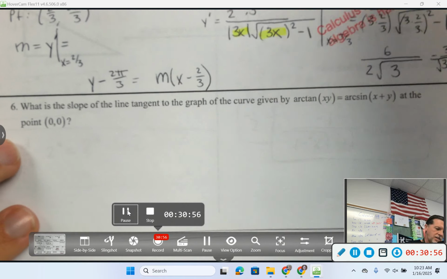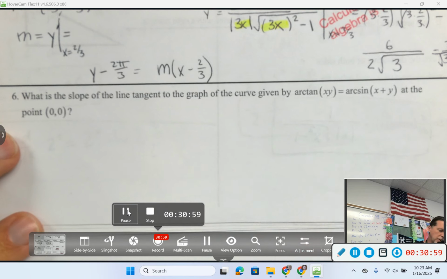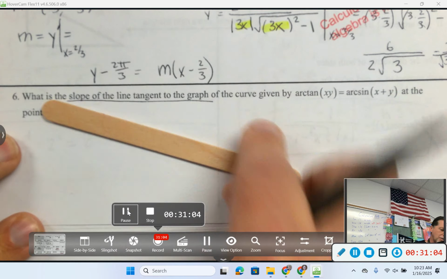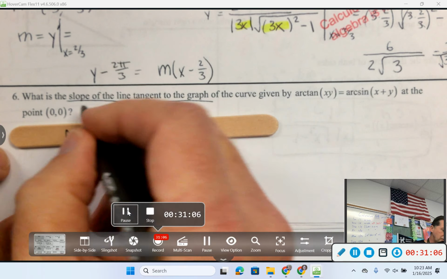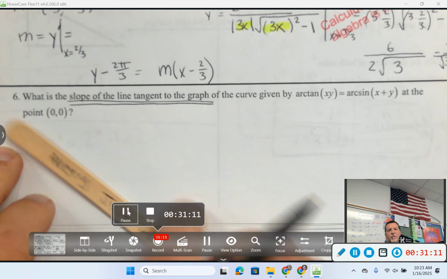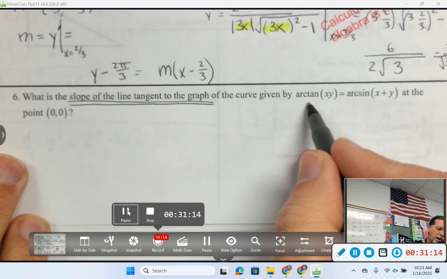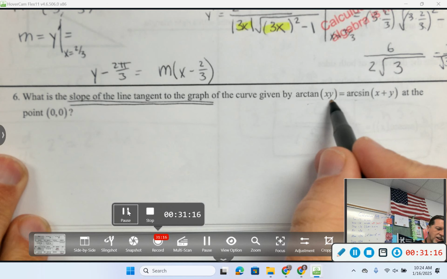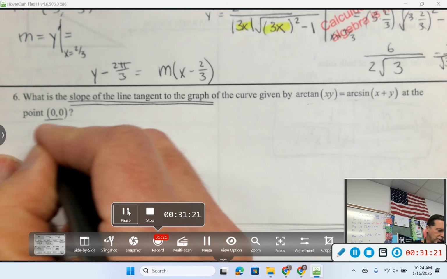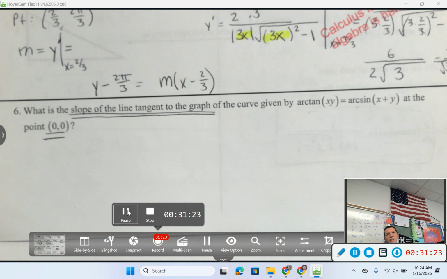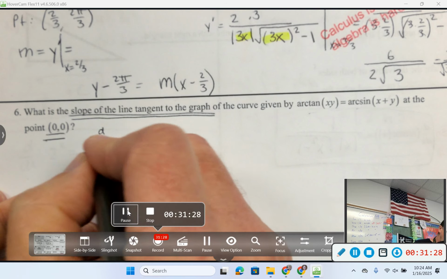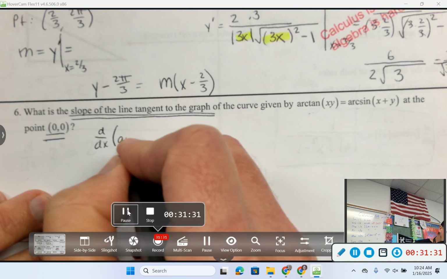Number 6. What is the slope of the line tangent to the graph? So that's fancy talk. Avery, what are we looking for here? A derivative. Fancy talk for derivatives. Given by, ooh, yuck, arctan of xy equals arcsine of x plus y at the point (0, 0). Well, at least we're plugging in zeros, so that should make things a little bit easier, I guess. So, probably want to slow this one down a little bit.